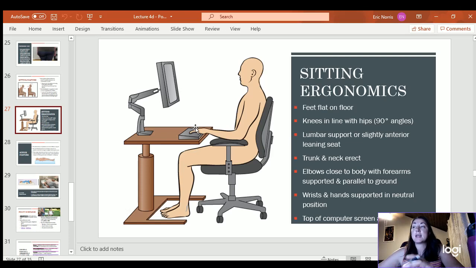Wrist and hands need to be in a neutral alignment. Remember, if you extend the wrist too much and keep them there long term, that will cause carpal tunnel. And then the top of the computer screen needs to be at or slightly above eye level, so they don't need to be looking way up or way down at their device. With laptops, almost always the screen is too low, so be careful with that.